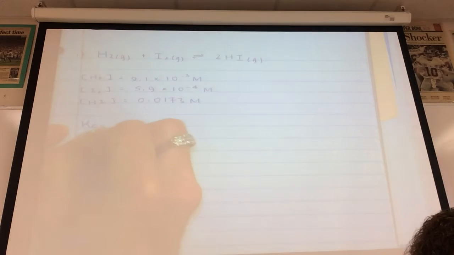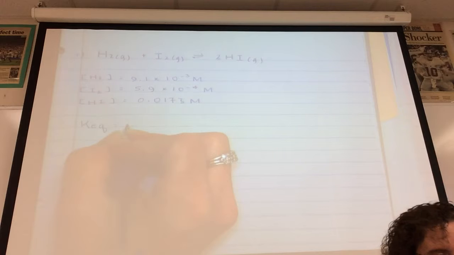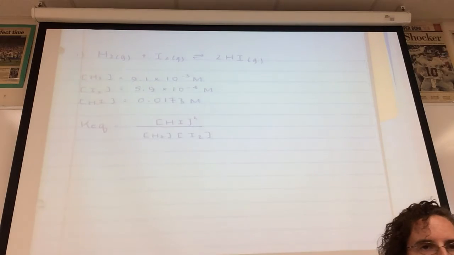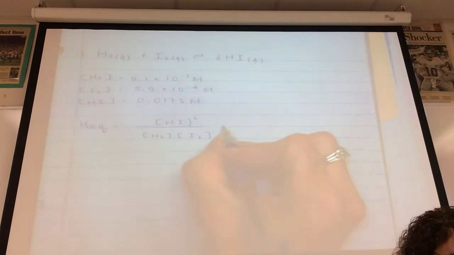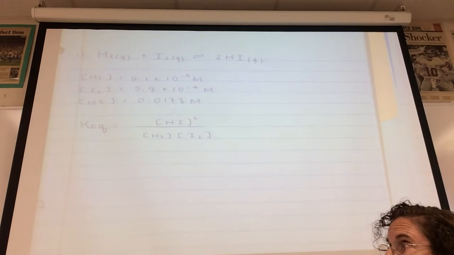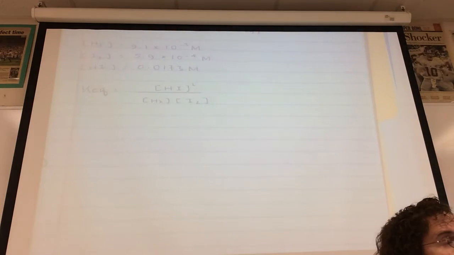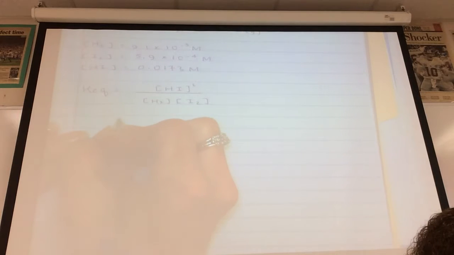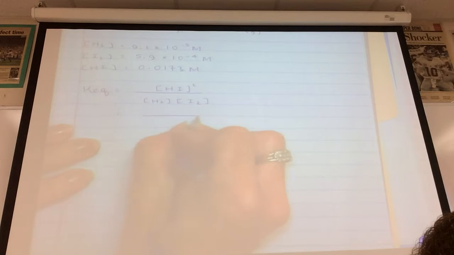Whenever you're asked to calculate the value of KEQ, you first write the equilibrium constant expression, products in the numerator raised to their coefficient, over reactant concentration in the denominator. Are they going to trick you and give you the concentration if it's a solid? Yes, they could. They could give it to you, and you just pretend like it's not there. Okay.